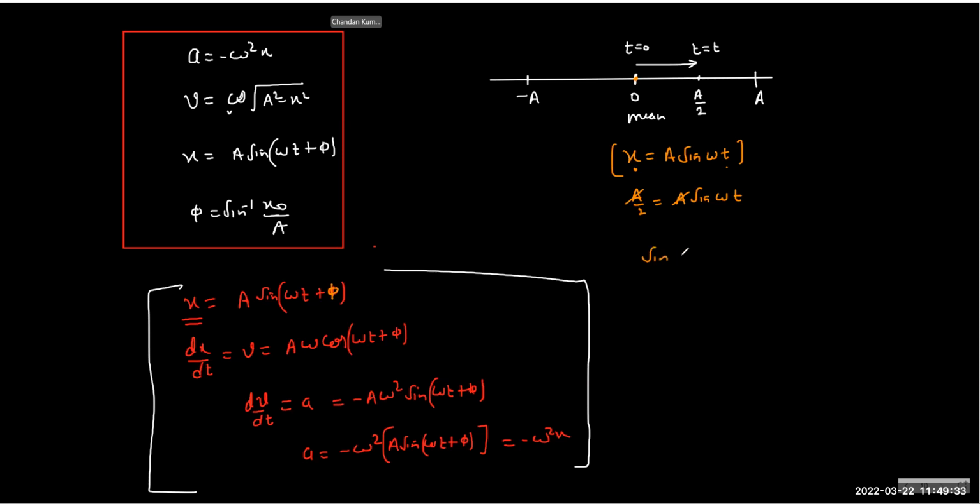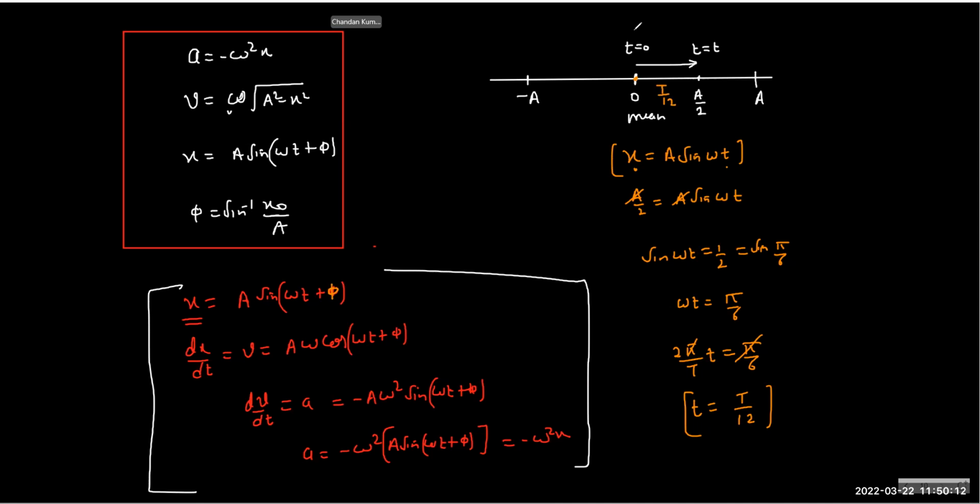So sine of omega t is 1 by 2, which we can write as sine of pi by 6, because sine 30 is half. And if you compare, we get omega t equals pi by 6. Generally, there is a tradition to write the answer in terms of time period. So we can write omega is 2 pi by T. So T turns out to be how much? T by 12. That's easy. So you will only take T by 12 to reach from here to here.